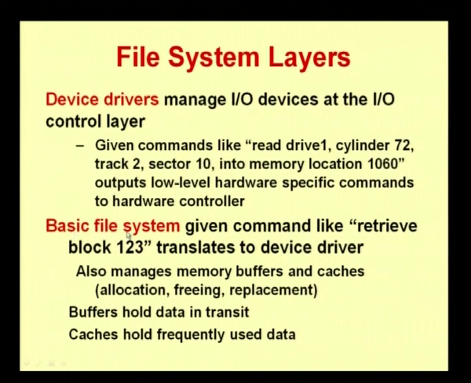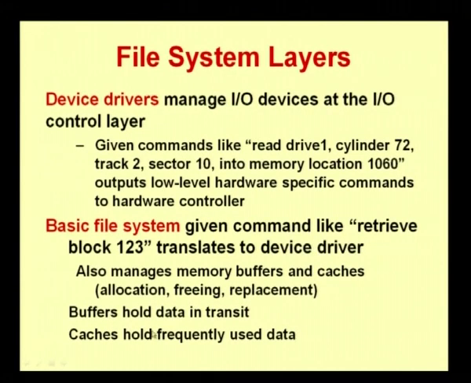Then we have the basic file system. The basic file system gives commands like retrieve block 123, which translates to the device driver. The device driver searches for block number 123 and retrieves the contents from block number 123. So the command retrieve block 123 means it retrieves the file. So that is one file system layer.